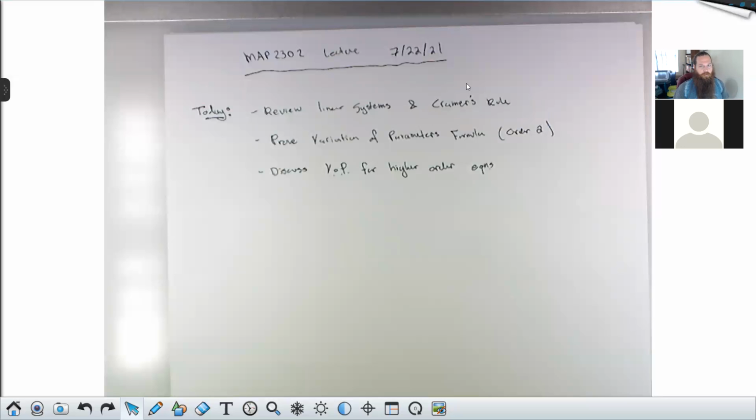But the way that Cramer's rule has you write down the solution to a linear system turns out to be the nicest way to express the result here for variation of parameters, because it's given in terms of determinants, and the Wronskian is going to crop up there. So let's start with this.